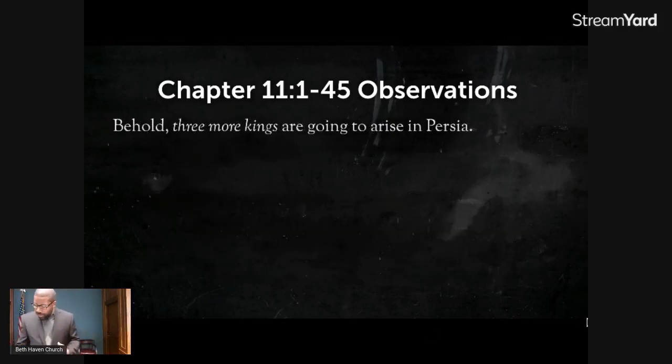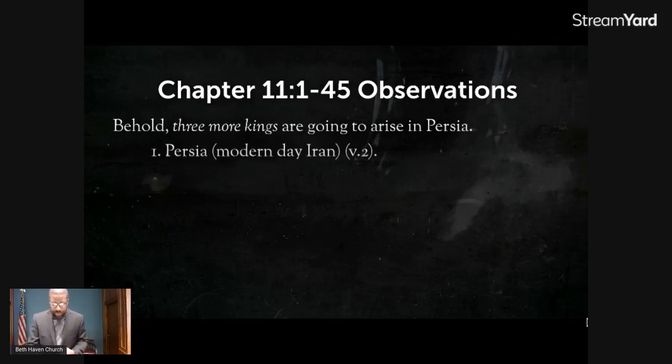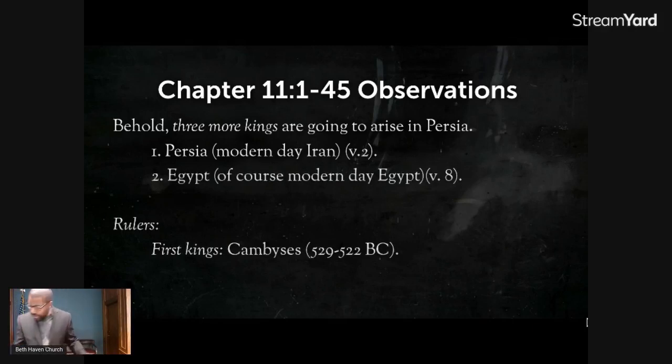Behold, three more kings are going to arise in Persia. That is verse 2 of chapter 11. Persia is modern-day Iran. Okay, this is mentioned in verse 2. And then we also have in verse 8, Egypt in chapter 11, which is mentioned. So out of Persia, three more kings are going to arise, again in verse 2.